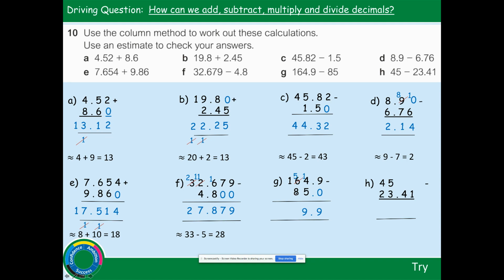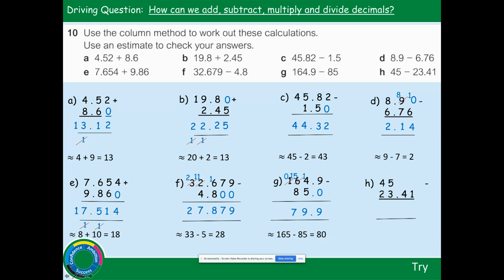5 take away 8, I can't do that. So let's go next door. That becomes a 0. 15 subtract 8 is 7. This is approximately 165 take away 85, which is 80, and that is very close.